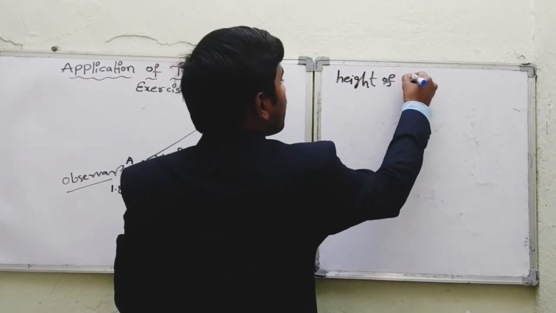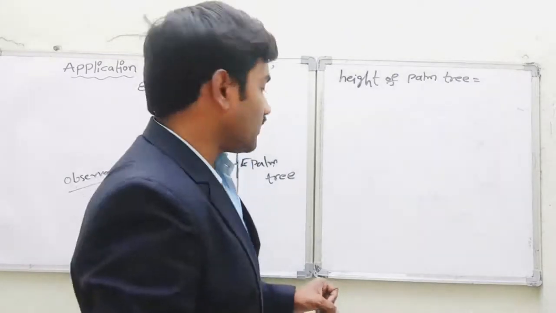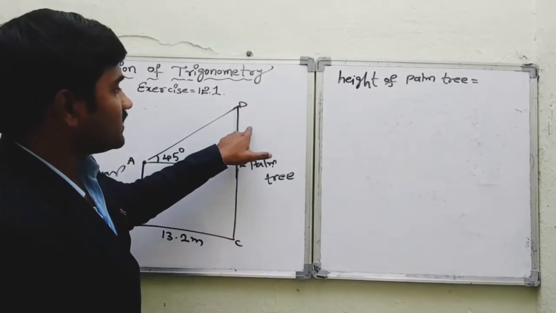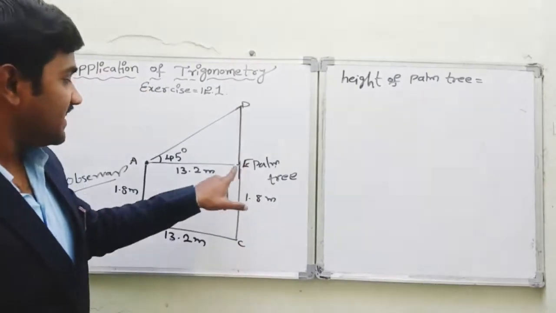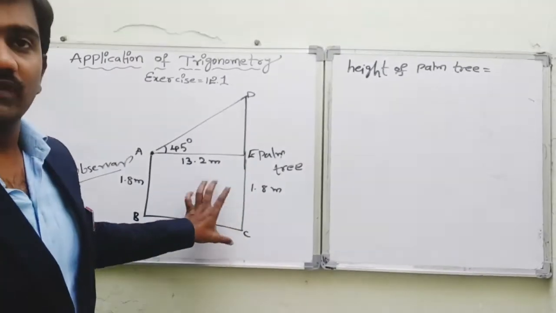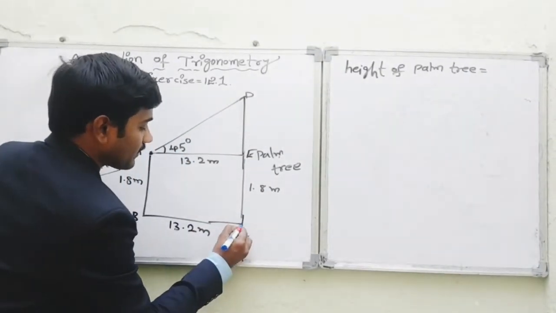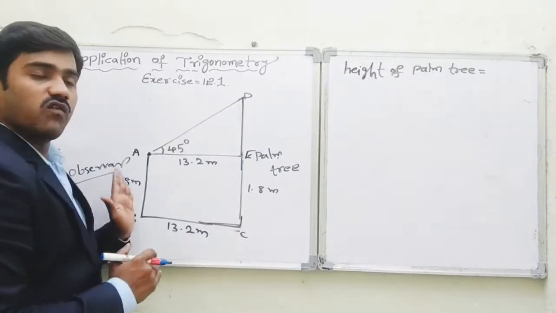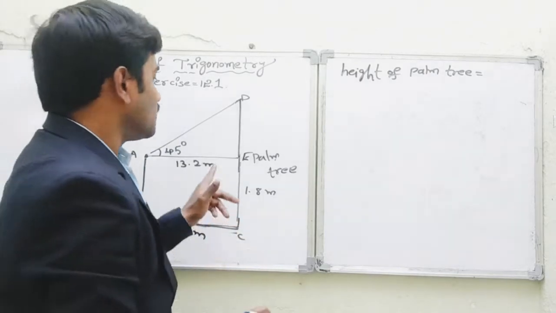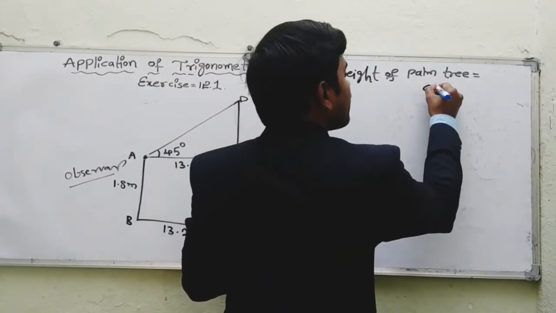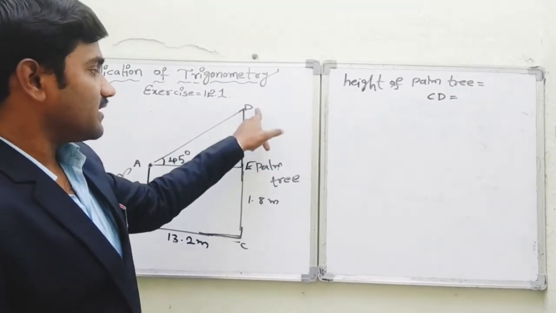Height of plum tree equal to CE plus ED. This CE is equal to AB actually. These two both are equal. See here, one rectangle is formed. Opposite sides are equal, no? So height of the observer and this CE are equal. So the complete plum tree is CD. CD equals CE plus ED.